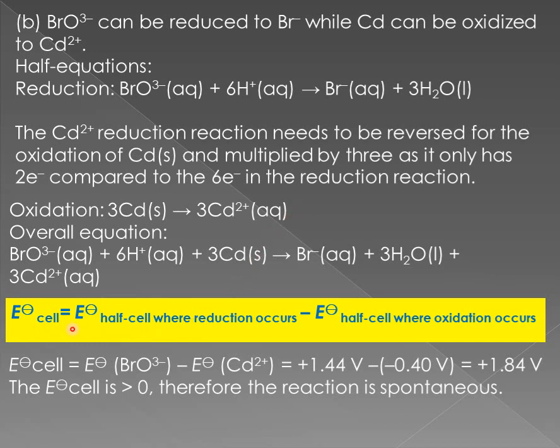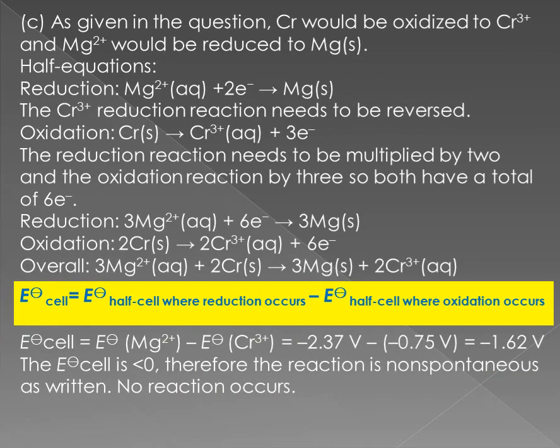So for the cell potential, this is the equation: the standard electrode potential of the reduction that happens here minus the standard electrode potential of the oxidation here. So 1.44 minus negative 0.4 equals 1.84 volt. This is higher than 0, so the reaction is spontaneous and can occur.